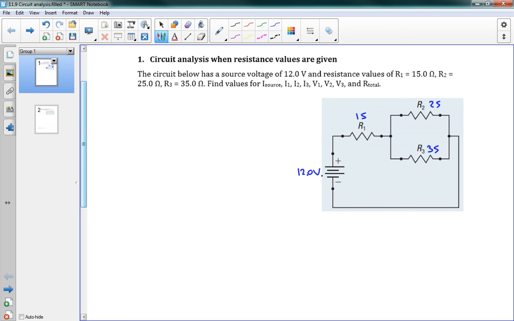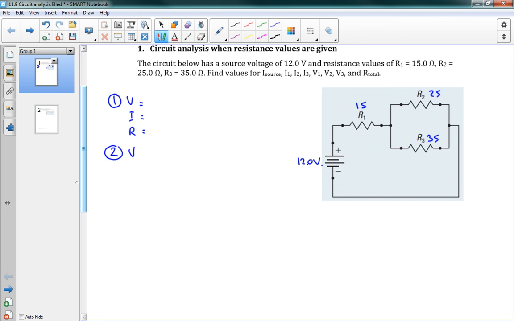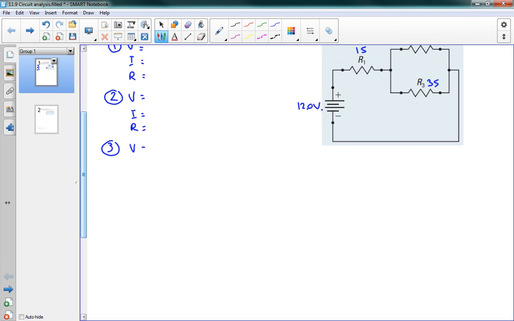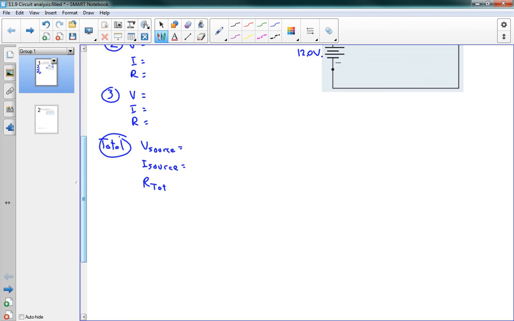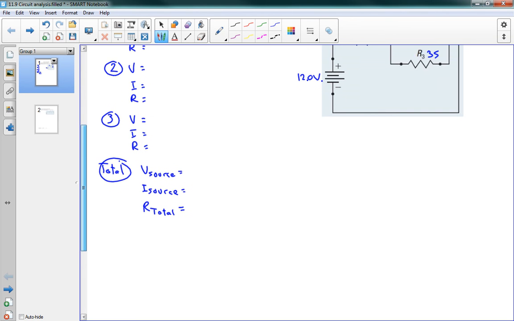And now I'm going to set up, for each of these, V equals, I equals, and R equals. So I'm going to put all three of those pieces of information for each of these. Here's number 3. And then we want our total. So we can call this V source, I source, and we can also talk about R total. In this case, it's not the resistance of the source, so we can't say R source, but it's the total resistance of the circuit. So those are our last pieces of information.